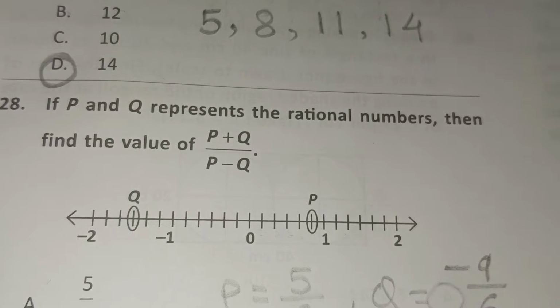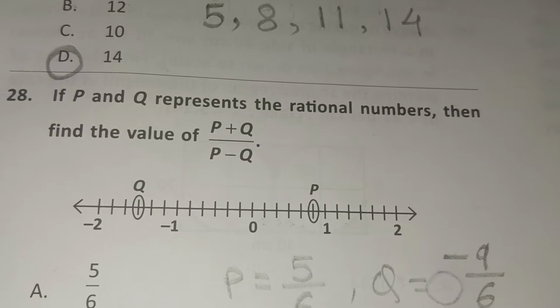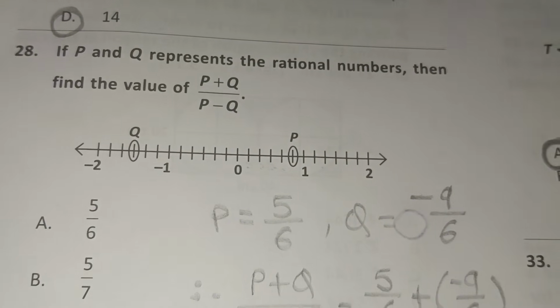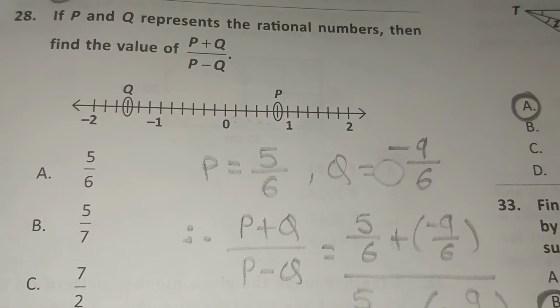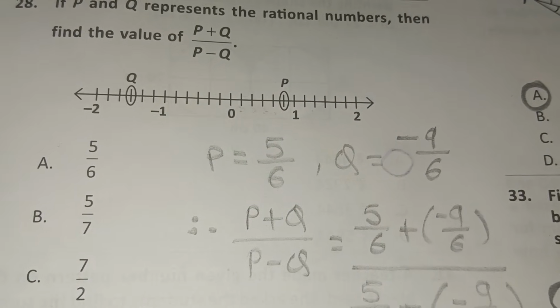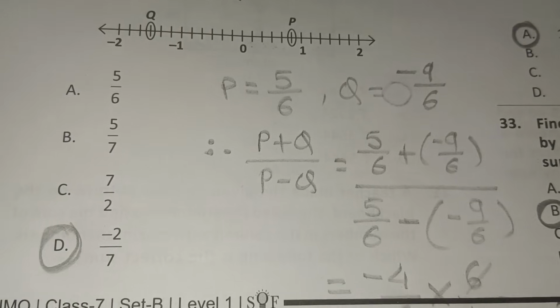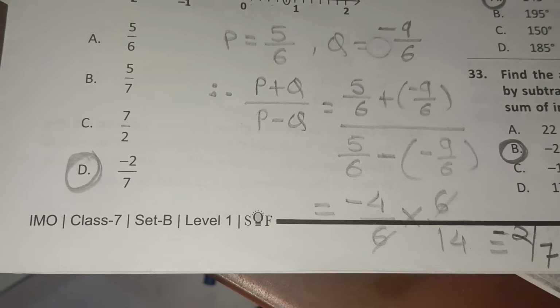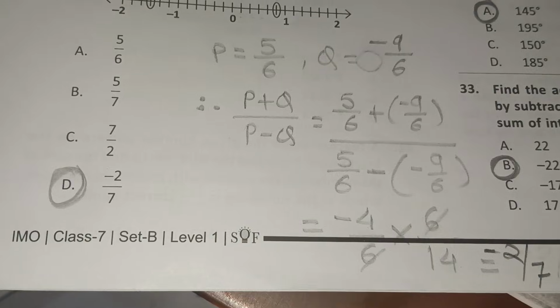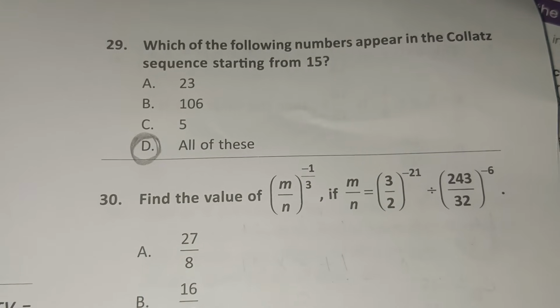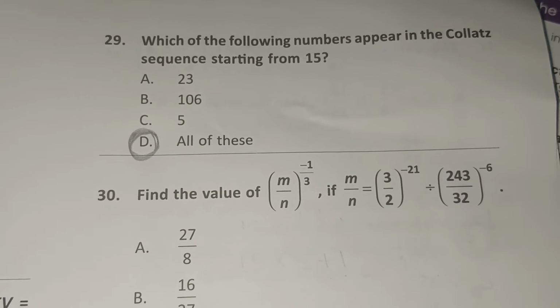If P and Q represent rational numbers, then find the value of P plus Q and P minus Q. After observing the number line, the value of P is 5 by 6 and the value of Q is minus 9 by 6. And after adding and subtracting them and taking the ratio, we get the answer 2 minus 2 by 7. Hence option D.